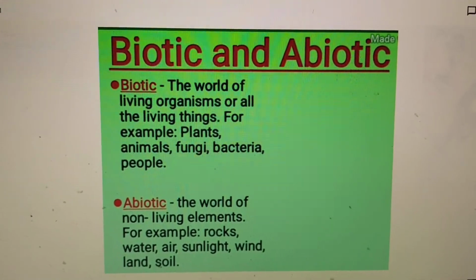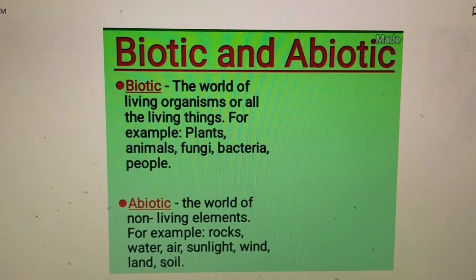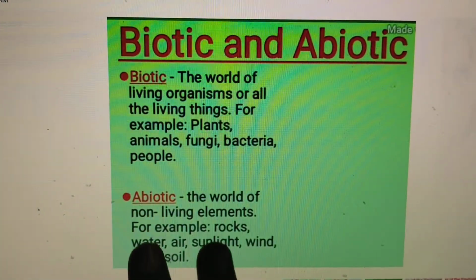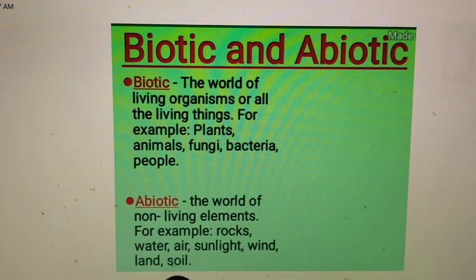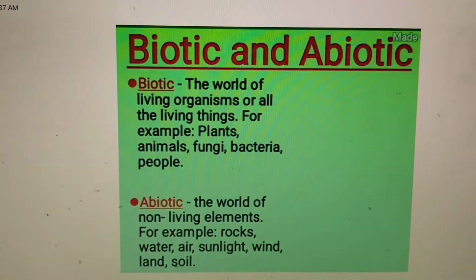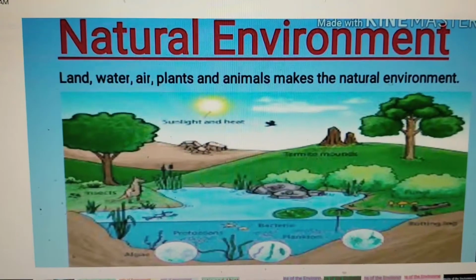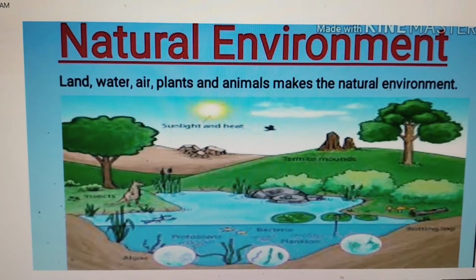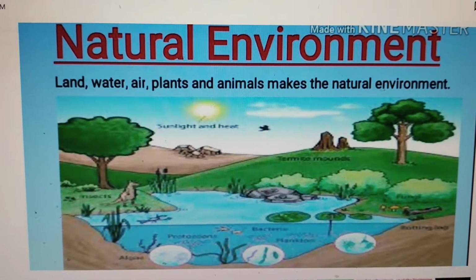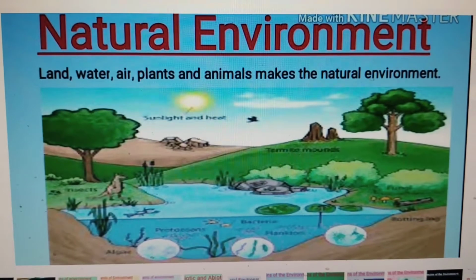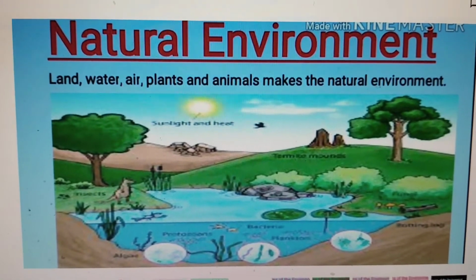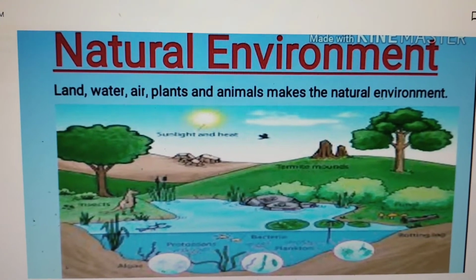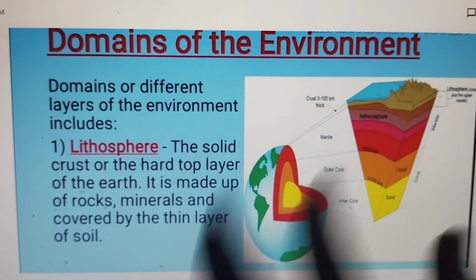And what we mean by abiotic is the world of non-living elements. For example, rocks, water, air, sunlight, wind, land, and soil. So this is known as biotic and abiotic. Then we learnt about the natural environment, that the land, water, air, plants, and animals together make a natural environment. As humans, animals and plants, each and everything needs nature, so we need the domains of the environment. So we learnt about 4 domains of the environment.